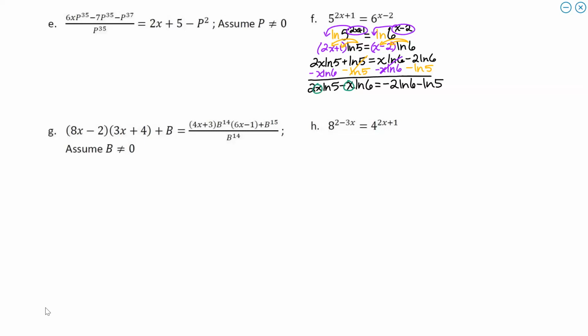So the first thing that I notice about 1E is that the left-hand side looks really gross. But I notice that every single one of these terms has at least a p to the 35 to it. So I'm going to factor that out of every term here. So p to the 35 times 6x minus 7 minus p squared, all over p to the 35. So now that's going to cancel with my denominator.